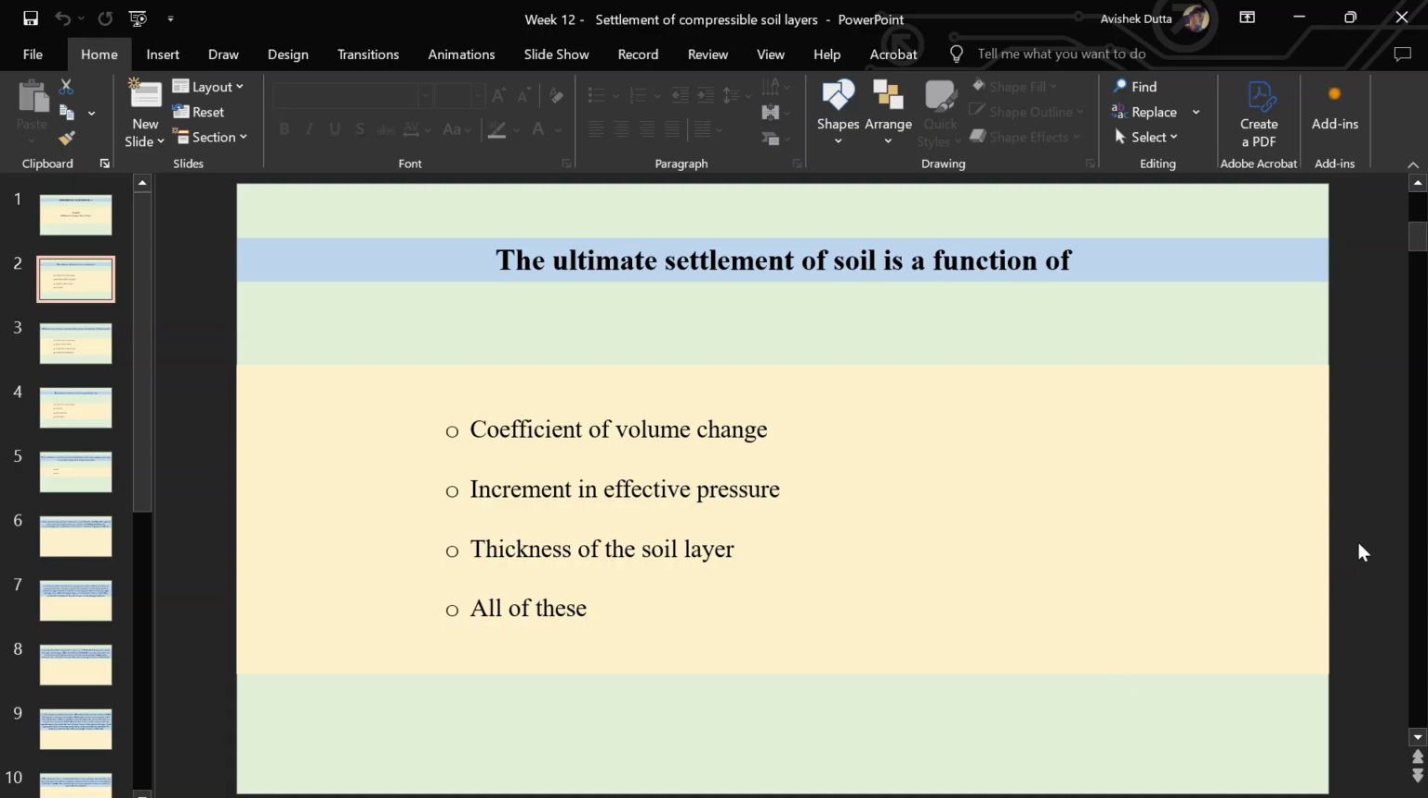So, this is the first question. The question is, ultimate settlement of soil is a function of, first option, coefficient of volume change, second option, increment in effective pressure, third option, thickness of the soil layer, and last option is all of these.